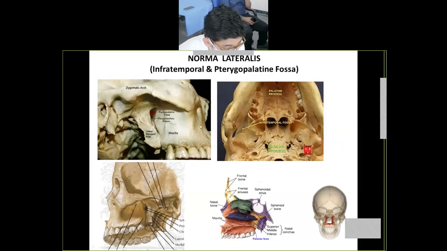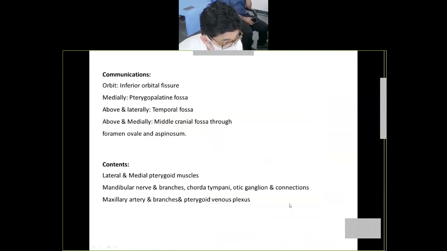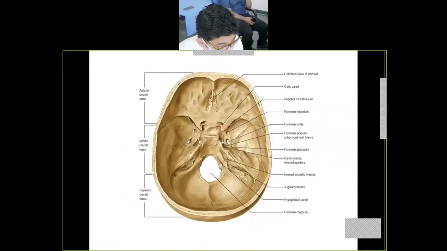Again, this is the lateral pterygoid plate. This bone is the maxilla. This is the zygomatic arch. This whole area just below the temporal area is the infratemporal region, or infratemporal fossa. You can see the boundary like this. Is it clear? Yes. Now we will see the contents, but first the boundaries.